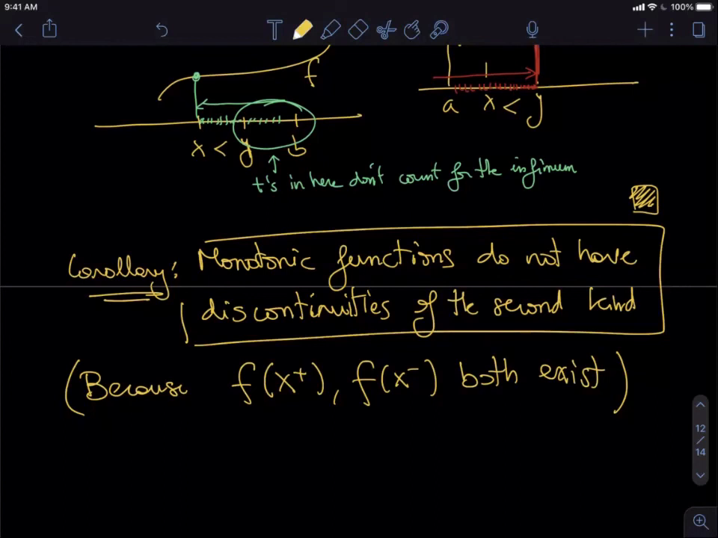Now, with this corollary, we will be able to show that every monotonic function is discontinuous at a countable set of points at most. No matter how bad, it will have at most a countable number of discontinuities, but we will prove that in the next video.